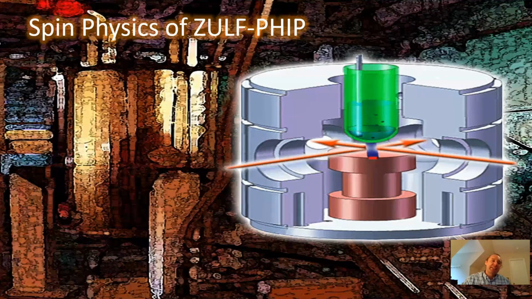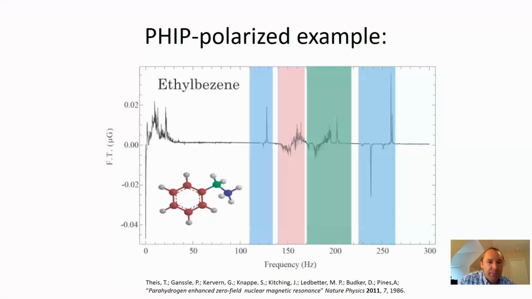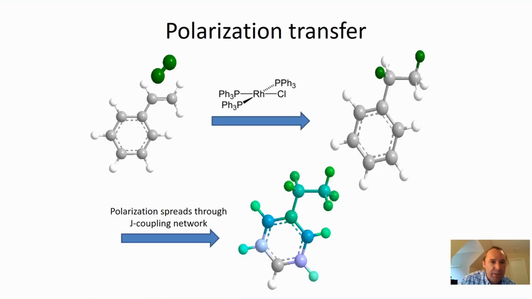Okay, so then let's go into the spin physics of how to describe parahydrogen-induced polarization at zero field. This will help us understand, for example, the antiphase pattern that we observe in these PHIP polarized spectra. To understand this in a little more detail, let's first look at the chemistry of how we do this.